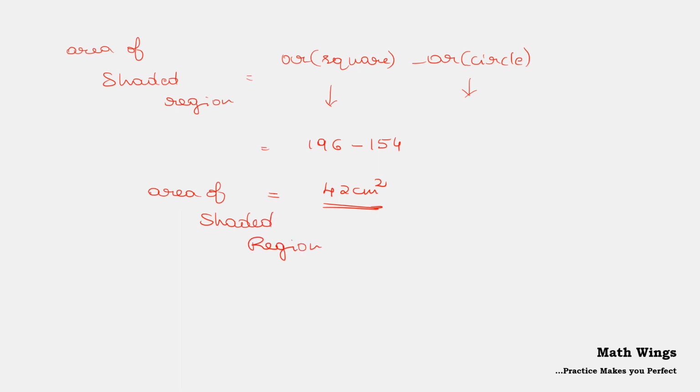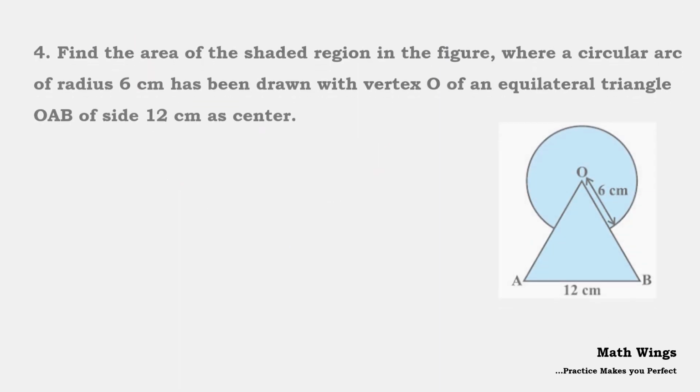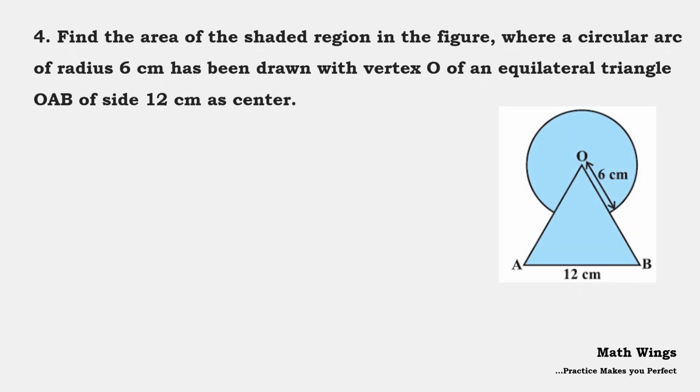Hope all of you understood this problem. Let us move on to the next problem. Here is the fourth question. We have to find the area of the shaded region in the given figure, where we have a circular arc of radius 6 cm, drawn with a vertex O of an equilateral triangle, and it has a side of 12 centimeters from the center.